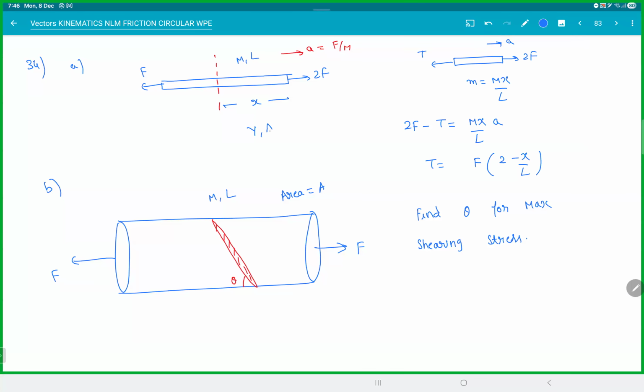They'll give you Young's modulus, area, and they'll ask you to find the elongation in the rod, or they'll ask you to find the energy stored in the rod. Then I hope you know the formula for that. So this will be the tension as a function of x. What about theta for shearing stress?